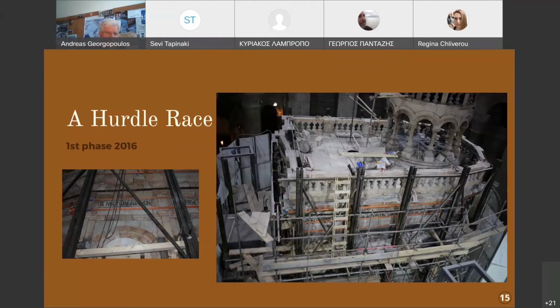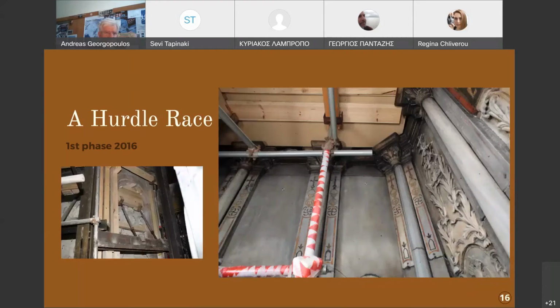It was back in 2016, in the first phase of the project, during which the monument was both externally and internally surrounded with many kinds of scaffolding. It was a real challenge to capture in a photogrammetric way all the surfaces that were behind the supporting barriers.